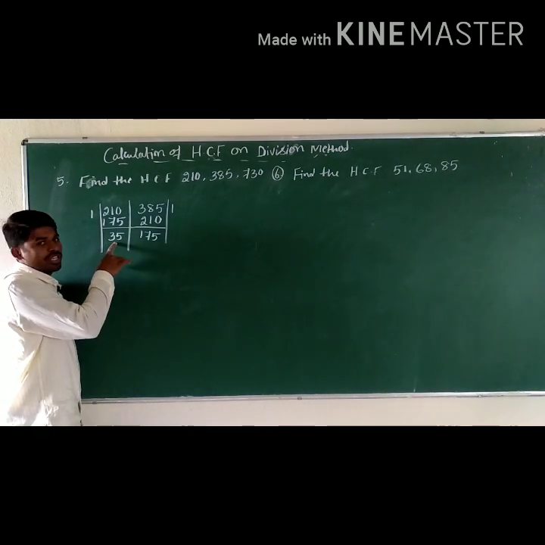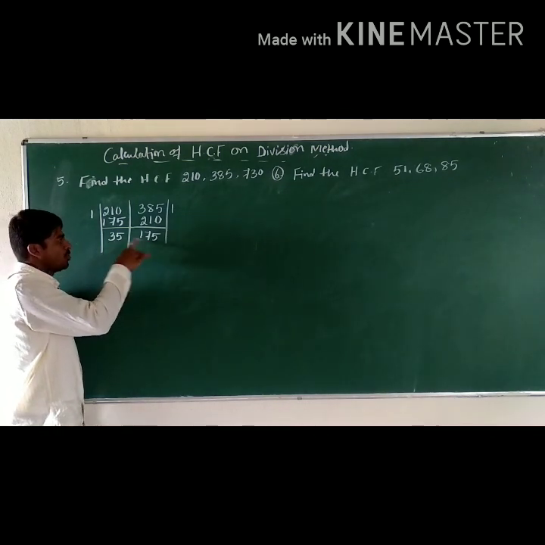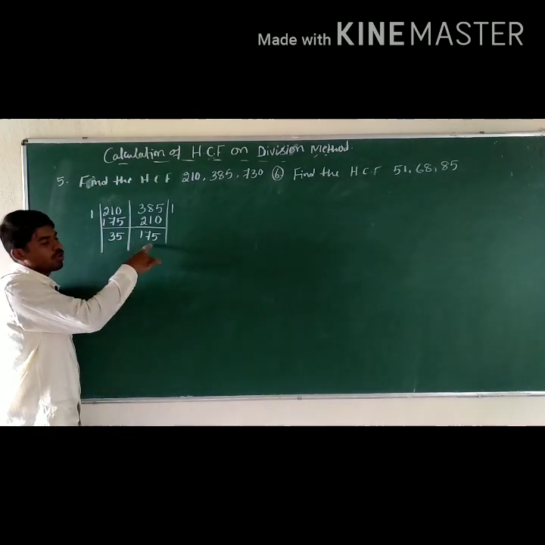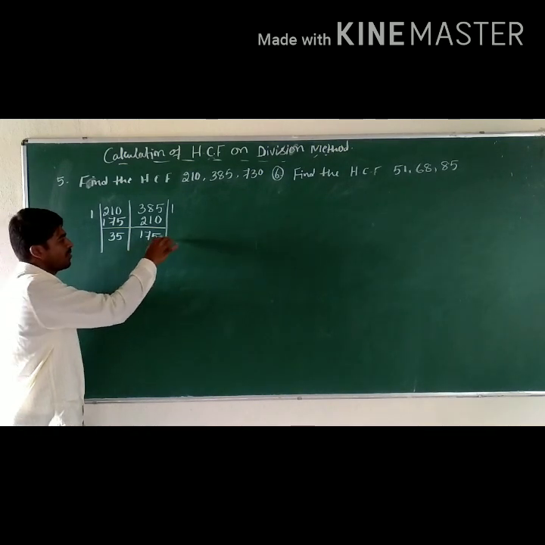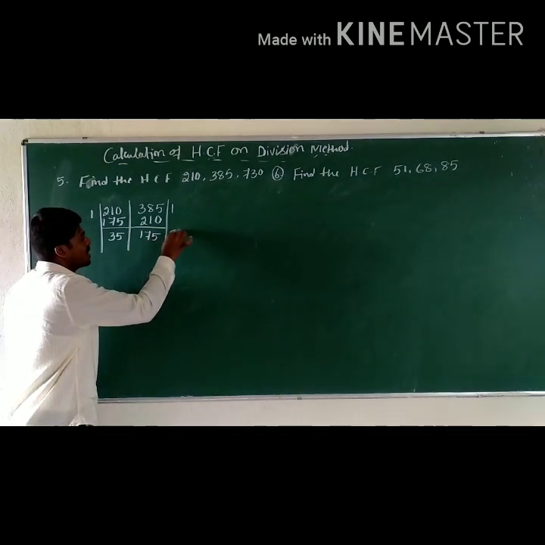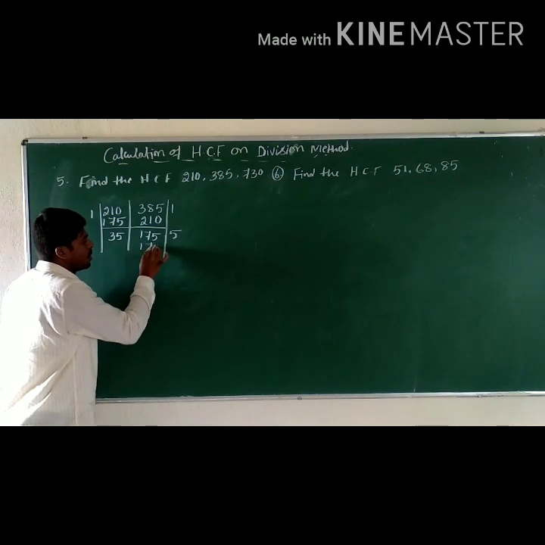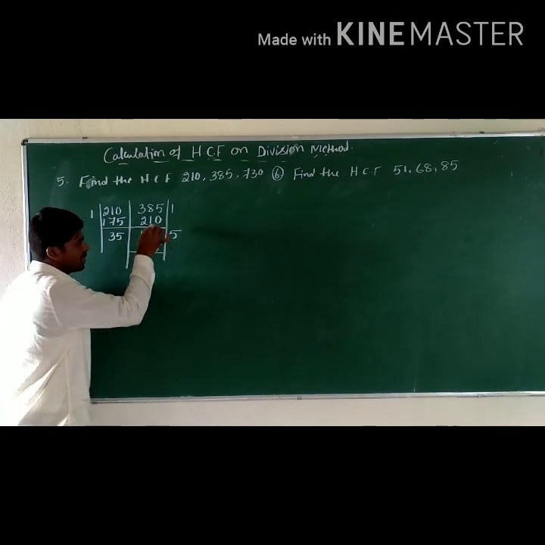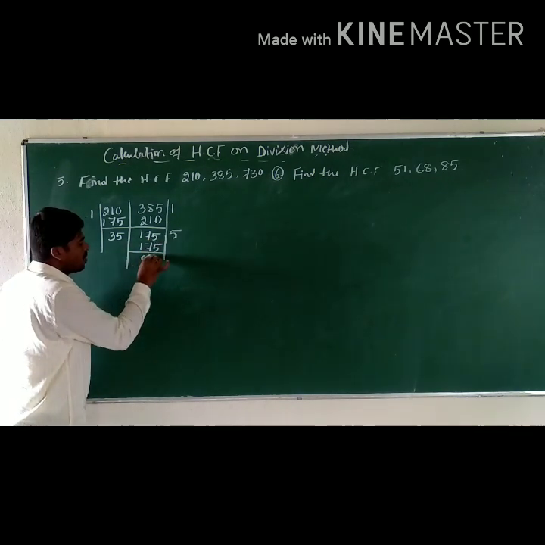Now check it out. 35 is the lowest value and 175 is the highest value. With the help of this lowest value, we are going to divide the highest value, 175. Now 35 5s are 175. What do we get? We get 0.